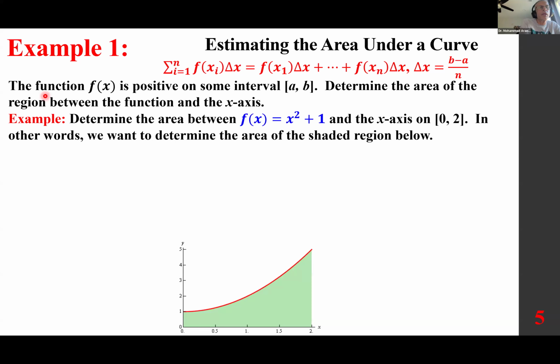Here's an example. The function f of x is positive on some interval a to b. Determine the area of the region between the function and the x-axis. Example, determine the area between the function f of x equals x squared plus 1 and the x-axis on 0 to 2. In other words, we want to determine the area of this shaded region.